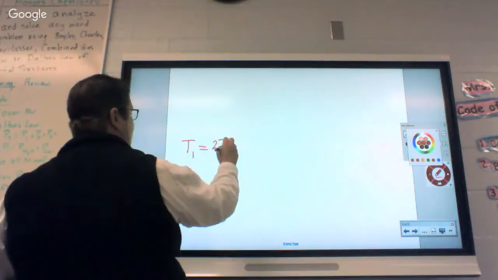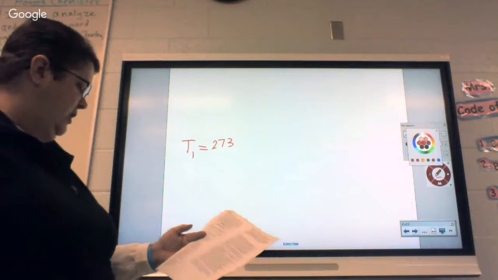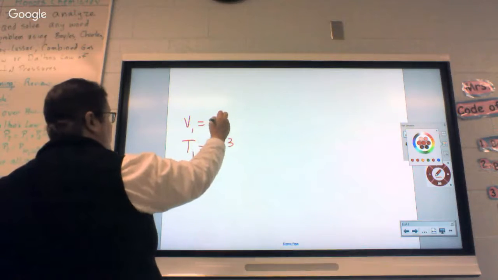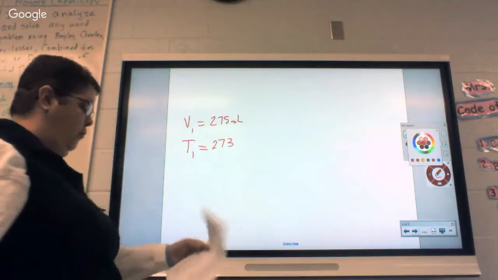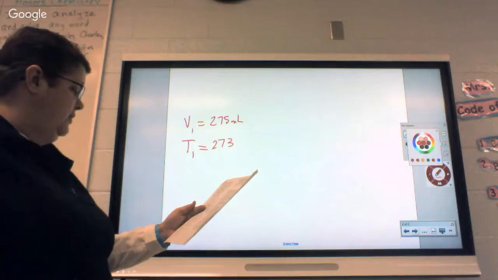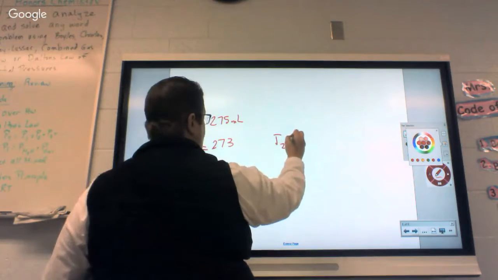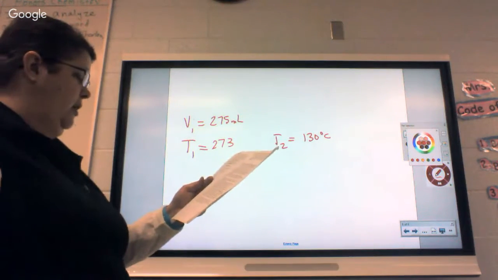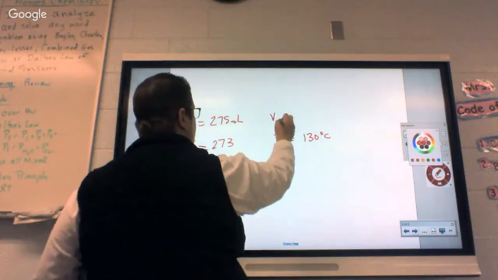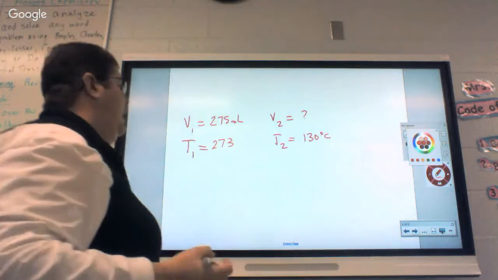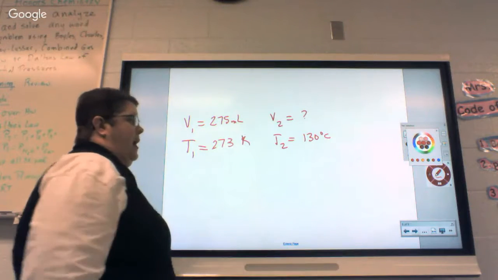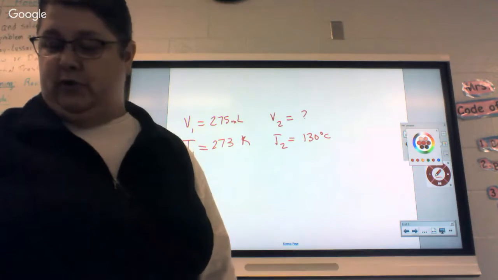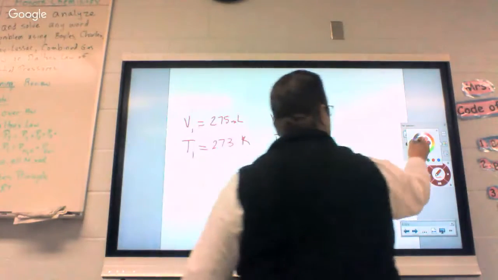Because they just assume that they don't have that temperature. But they're telling you T1 is 273 and it has a volume of 275. So V1 is 275 milliliters. If we keep reading, the temperature is increased to 130 degrees Celsius, but the pressure is held constant. What is the new volume? Well, I don't have my units matching because I've got degrees Celsius and that needs to be in Kelvin. So 130 plus 273 is 403.